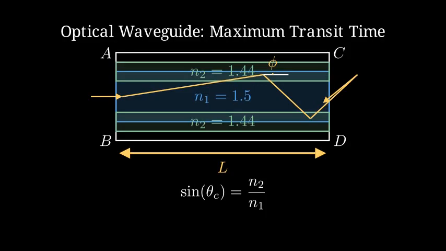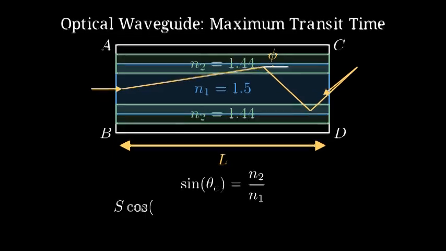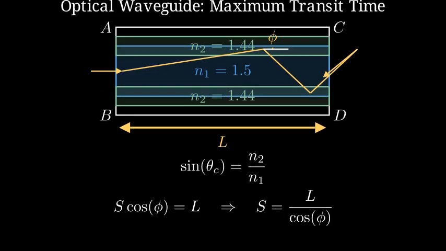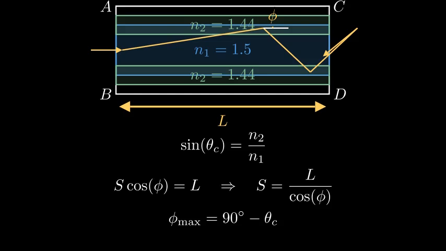Let phi be the angle between the ray and the horizontal axis. The distance along the guide is L, so the actual path length S satisfies S times cosine phi equals L. So S equals L over cosine phi. The maximum path happens when phi is as large as possible, which means the incidence angle is the critical angle. That gives phi max equals 90 degrees minus theta c. Substituting gives S equals L over sine theta c, which is L times n1 over n2.